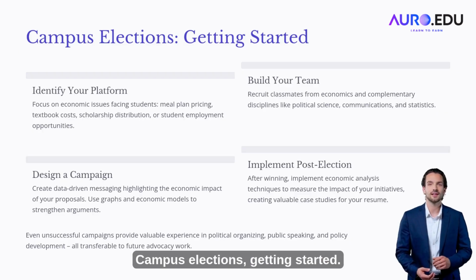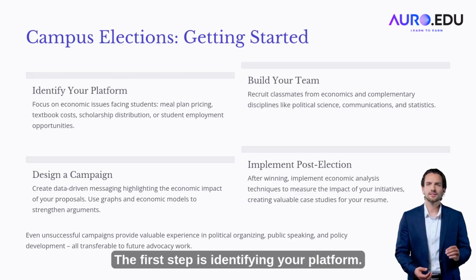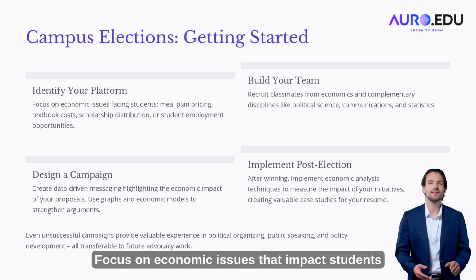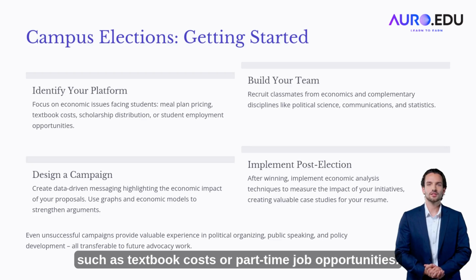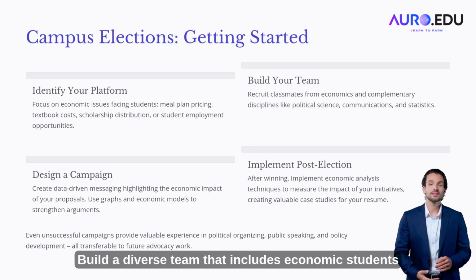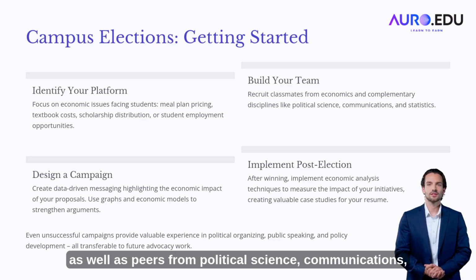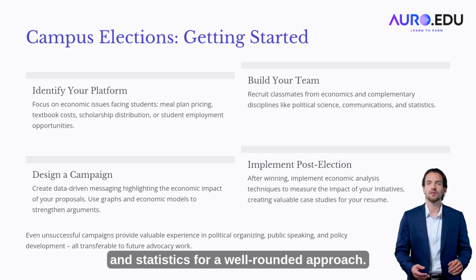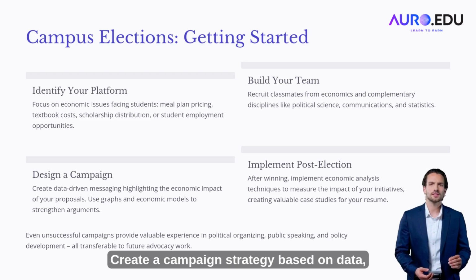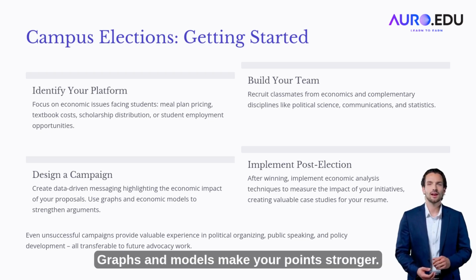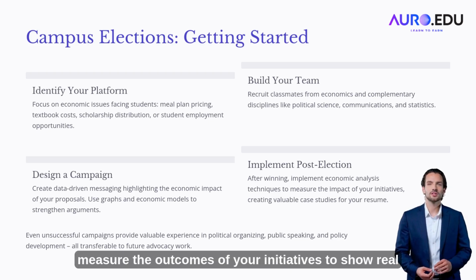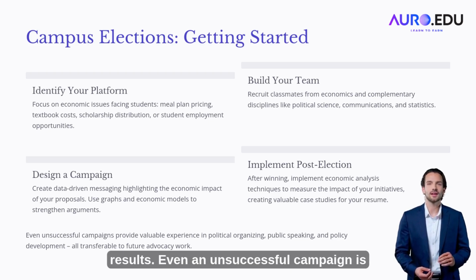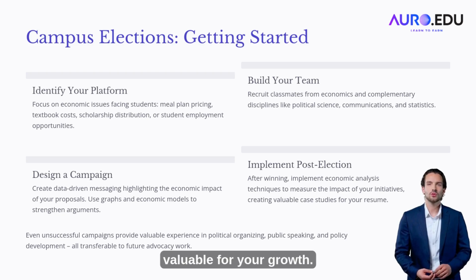Campus elections, getting started. The first step is identifying your platform. Focus on economic issues that impact students directly, such as textbook costs or part-time job opportunities. Build a diverse team that includes economics students as well as peers from political science, communications, and statistics for a well-rounded approach. Create a campaign strategy based on data, not just slogans. Graphs and models make your point stronger. After the election, measure the outcomes of your initiatives to show real results. Even an unsuccessful campaign is valuable for your growth.